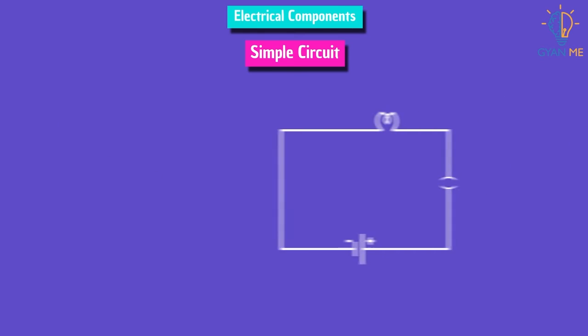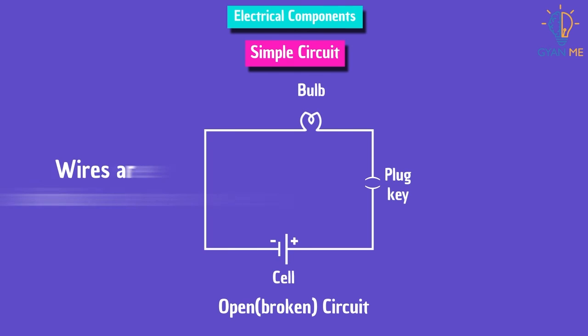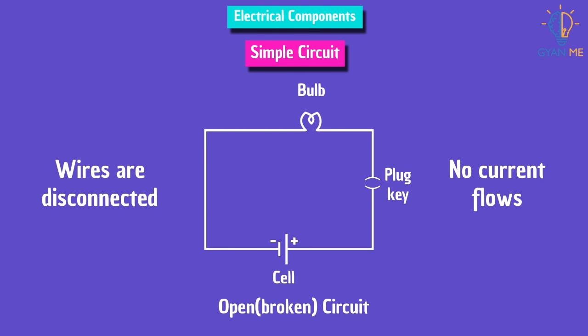Look at this circuit. It consists of an insulated metal wire connecting a cell, a plug key and a bulb. Let us close the key. You can see that the bulb lights up. This kind of circuit is called closed. In a closed circuit, all the connections are made properly so that current flows through the wires. Let us open the key. You can see that the bulb gets switched off. This kind of circuit is called open or broken circuit. In an open circuit, the wires are disconnected and no current flows.